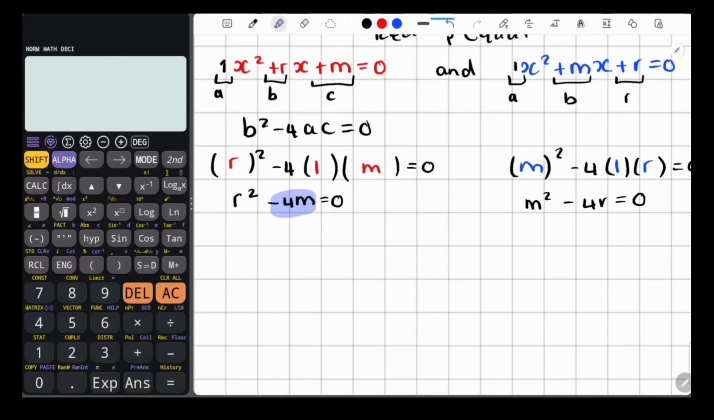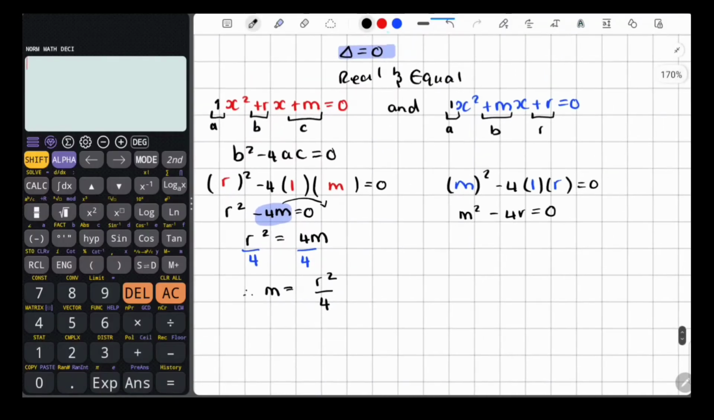But let's just say we use this one. So we have r squared is equal to, and I'm taking this negative 4m over. Now I have positive 4m. And then to make m the subject, we're going to have to divide both sides by 4. And then we have m is equal to r squared over 4. Okay, so now that this has been done here, you don't really have to make this one a subject.